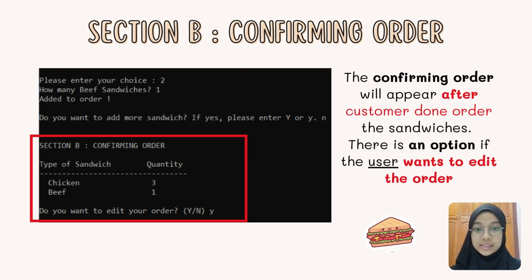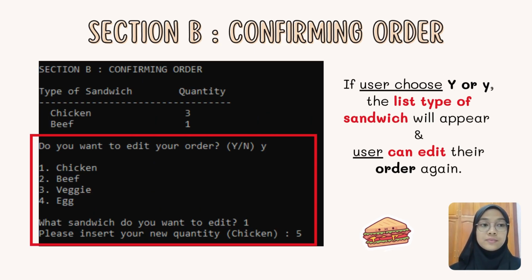So for section B, confirming order. The confirming order will appear after the customer is done ordering the sandwiches. So in this case, as you can see, there are two types of sandwich, which is chicken for 3 and beef for 1. And there is an option if the user wants to edit the order. The user just needs to input Y to edit their order.